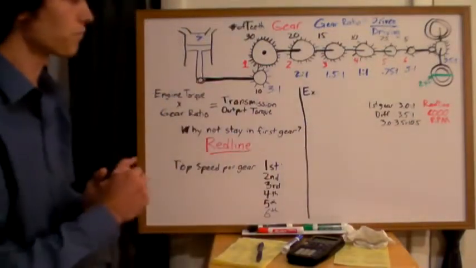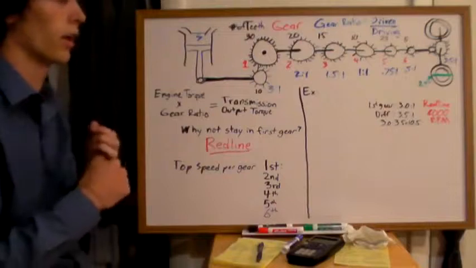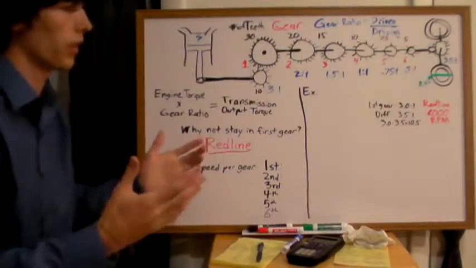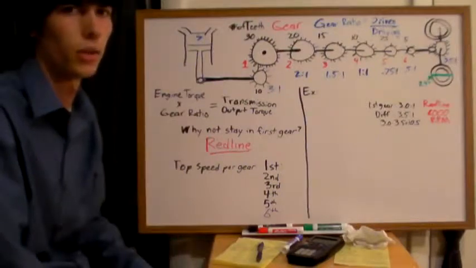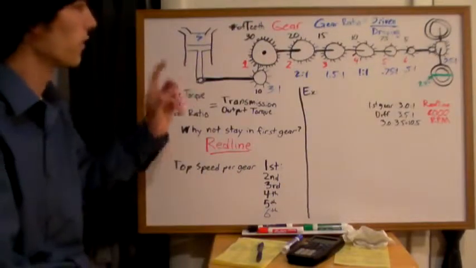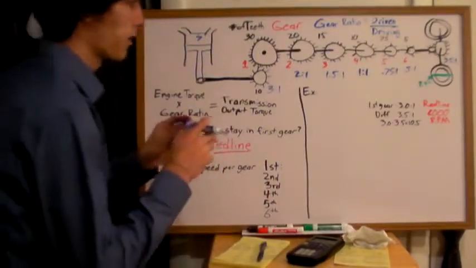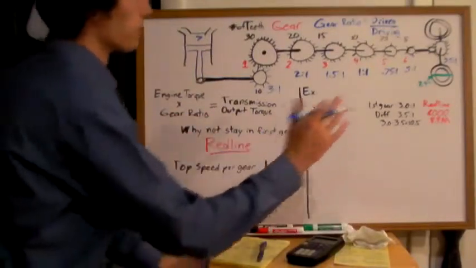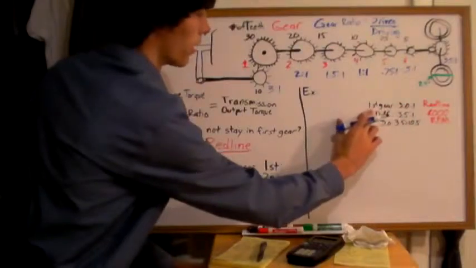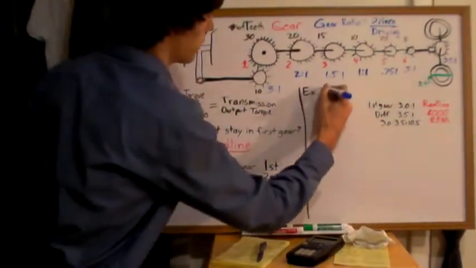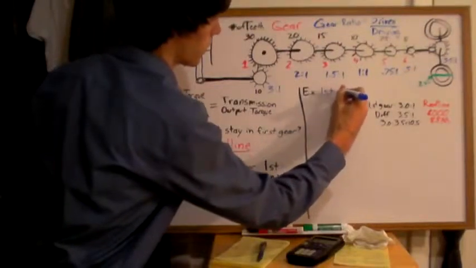Now you're saying, okay, so I have a red line, why can't I still just stay in first gear and go up to 6,000? Well, your red line is going to limit your speed based on what gear you're in, and I'm going to try and explain that to you mathematically here. Okay, so we're in first gear. This is going to calculate our top speed in first gear.